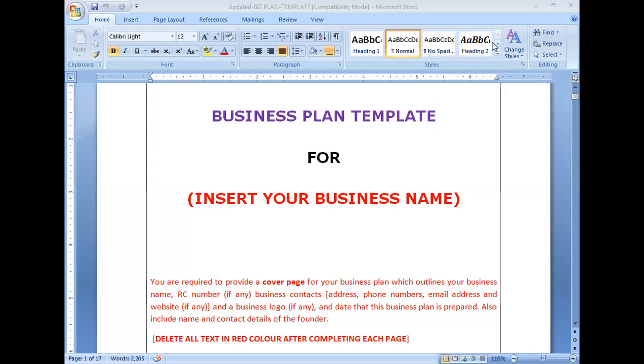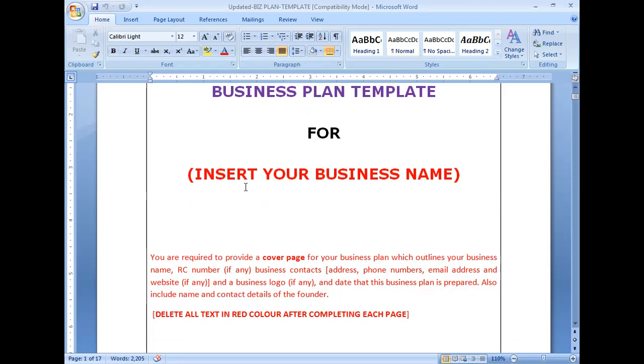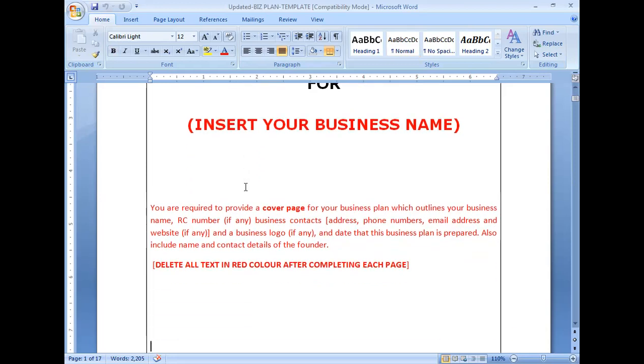So today I will be taking you through the process on how to use this business plan template to develop an actionable business plan for your business enterprise. So we start with the cover page. Include your business name. If you have a logo, ensure to include your logo. Then also add your business registration number, email address, phone number, if possible, business address.